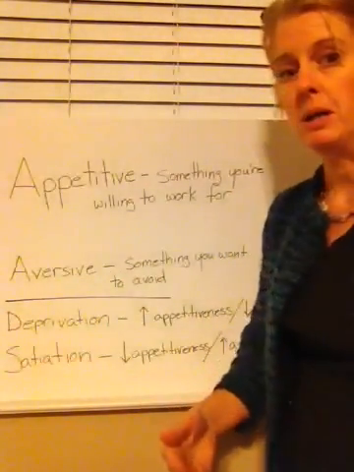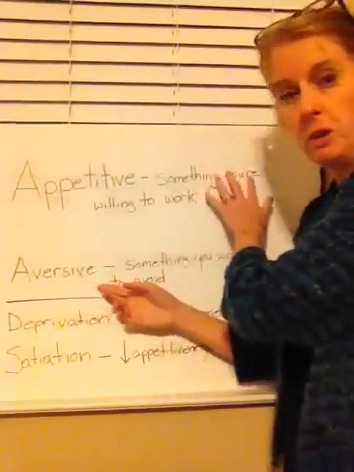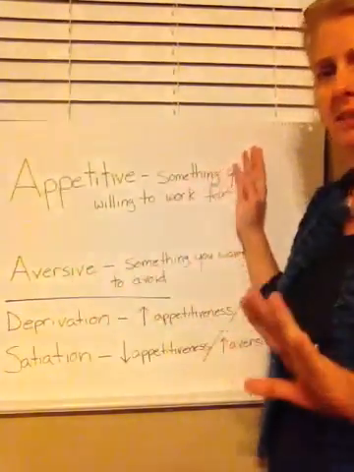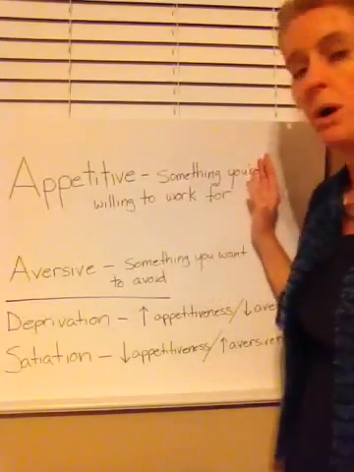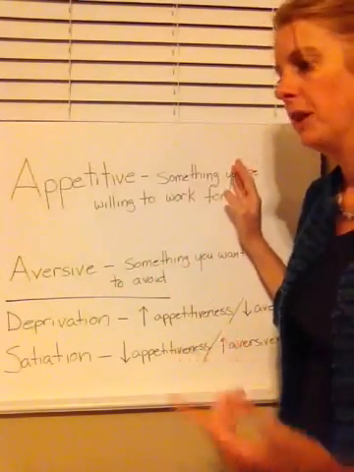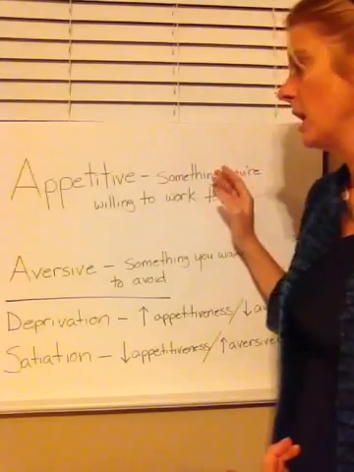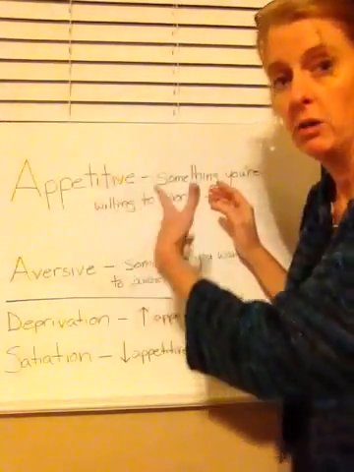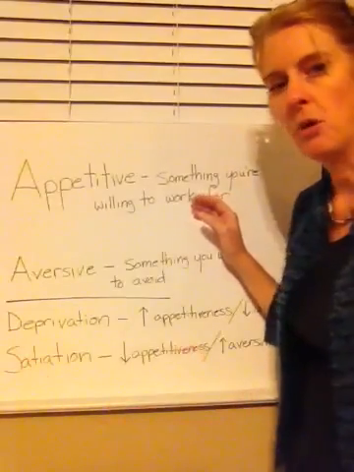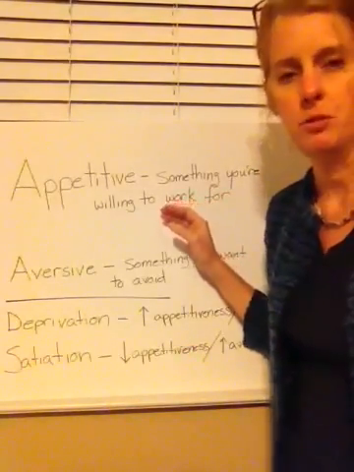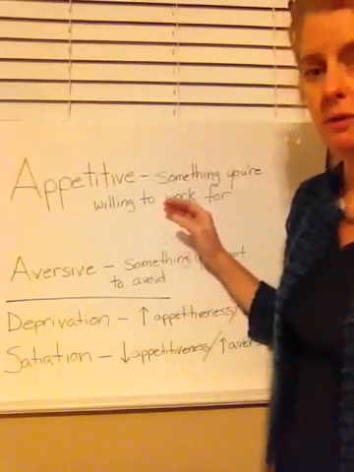Now it might be aversive to someone else's view. You might think, gross, get that away from me. I'm going to walk away. I don't want it. Aversive is something that you want to avoid. Okay, so any kind of stimulus can be considered appetitive. You want it, you'll work for it. Or aversive, you don't want it, you want to get away from it. And that's always going to be completely up to you what you find appetitive or what you find aversive.